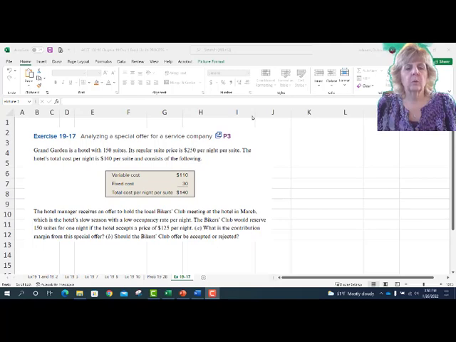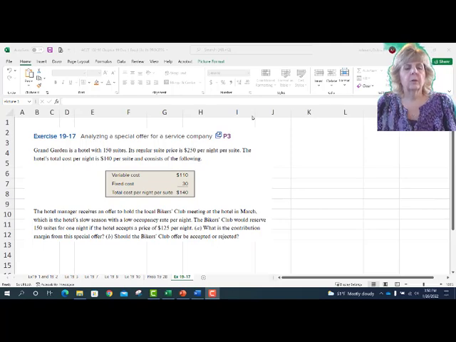Its regular suite price is $250 a night. The hotel's total cost per night is $140, and it consists of the following. Notice that is a gap price. It is a fully absorbed gap cost of $140. It includes all the variable costs and all the fixed costs of offering these suites.